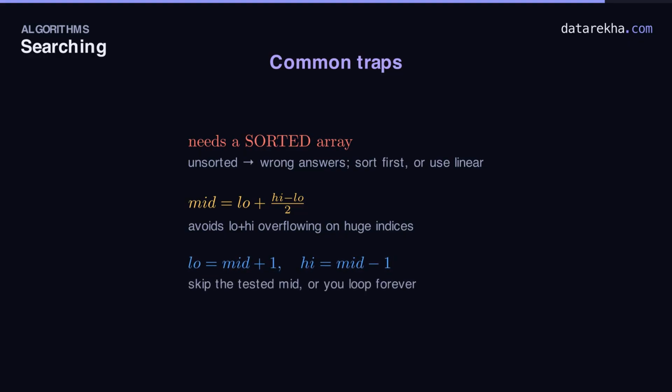Trap 3. Off by 1. After checking mid, you must move past it: low to mid plus 1 or high to mid minus 1. Forget the plus or minus 1, and the window stops shrinking, and the loop spins forever. And trap 4. The loop condition is low less than or equal to high. Use a plain less than, and when low equals high, a single box left, you skip it entirely and wrongly report not found.